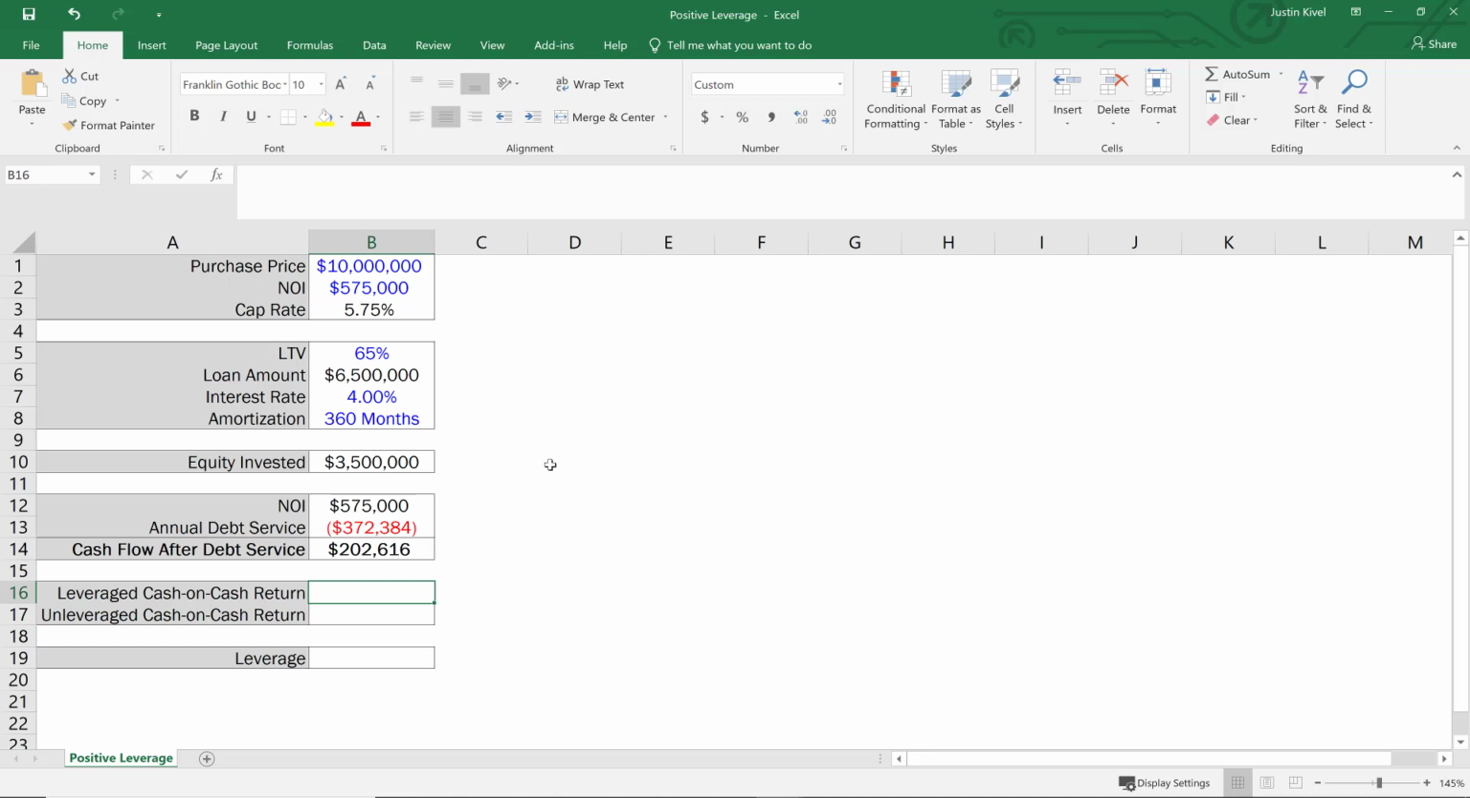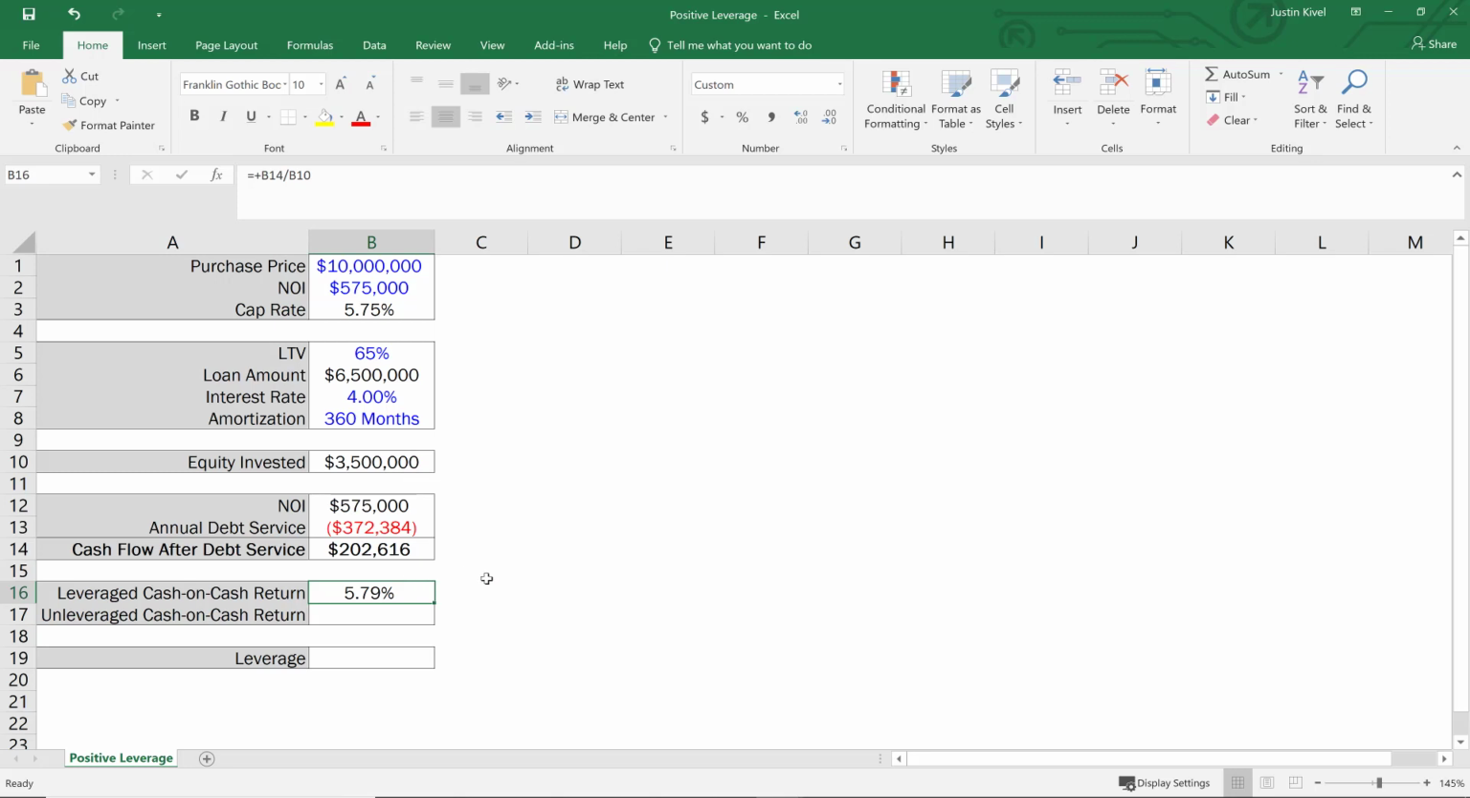So what we're going to do to calculate this is take our cash flow after debt service, or this $202,000, because we need to incorporate that debt service in this, and divide it by our total equity invested, taking into account that loan amount of $6.5 million. So if I do that, I'm going to take B14 divided by B10, and when I hit enter, I get 5.79%. So essentially what this is saying is that our cash in our pocket as a percentage of this $3.5 million of equity invested is going to be 5.79%.